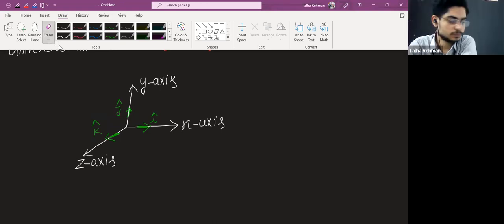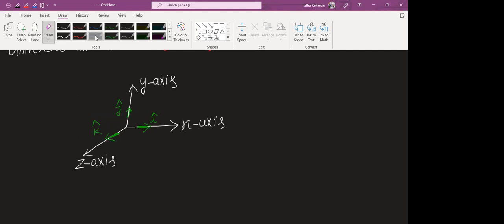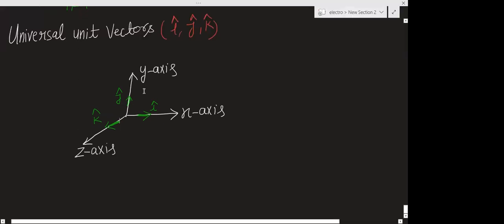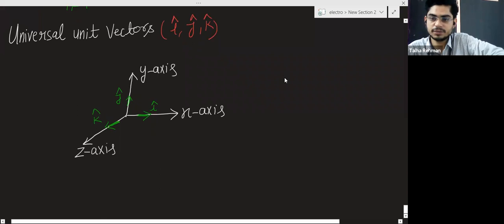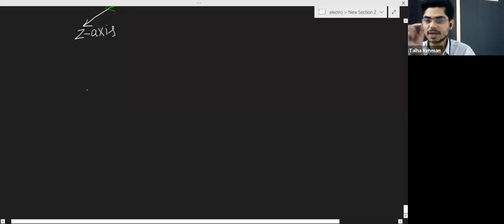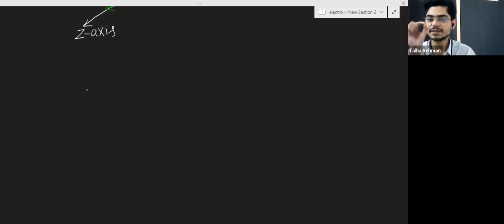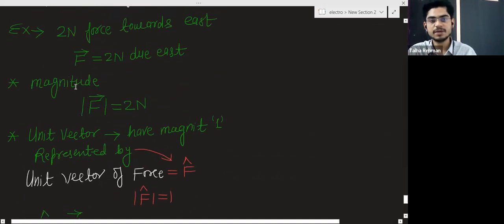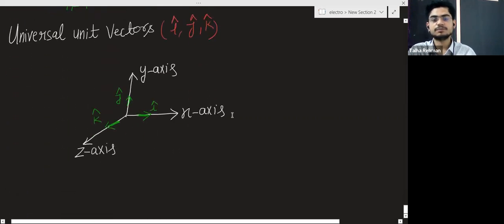So these are: i in the direction of the x axis, j in the y axis, and k in the z axis. Very good. And it's a unit vector, so it will have a cap. A unit vector means it will have a cap, but also it has a magnitude of 1. Like here, I have written that a unit vector's magnitude should be 1. So I am writing here, i cap.